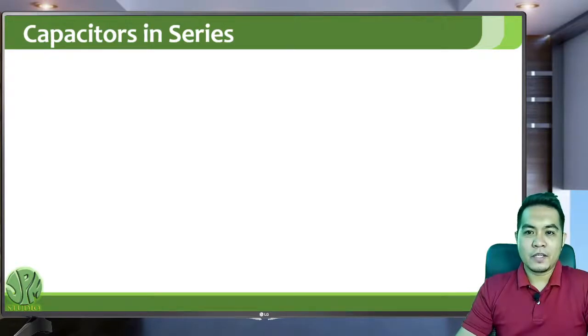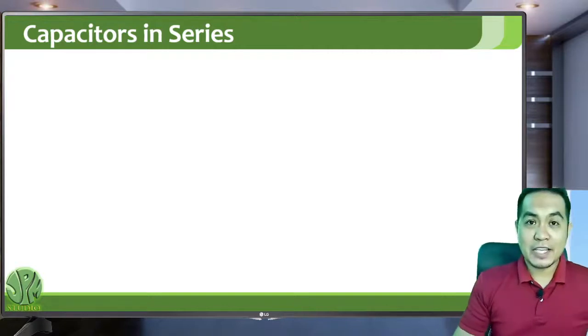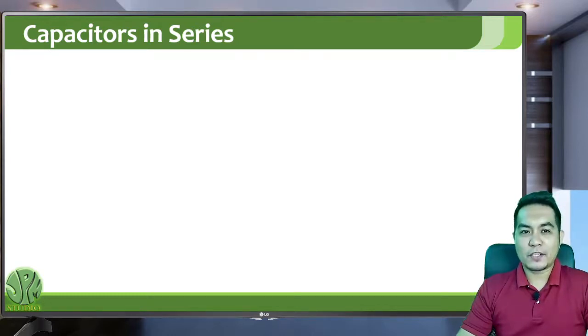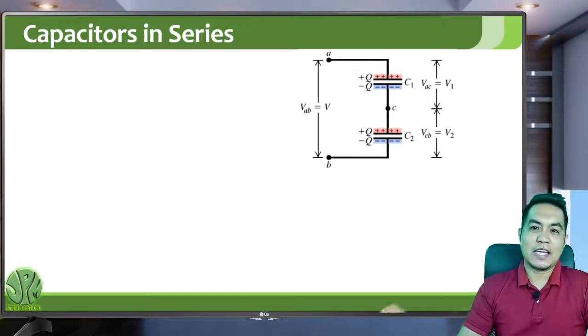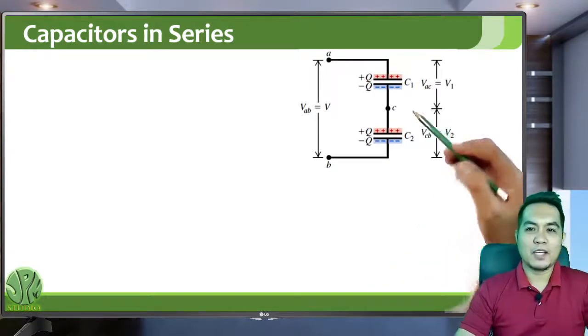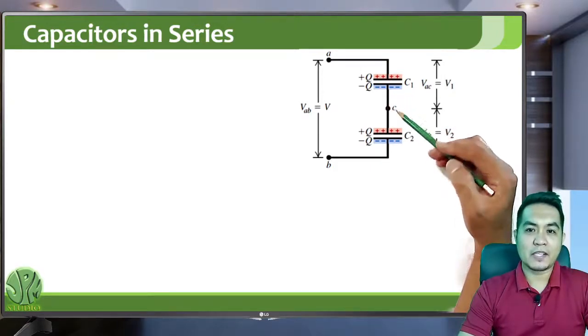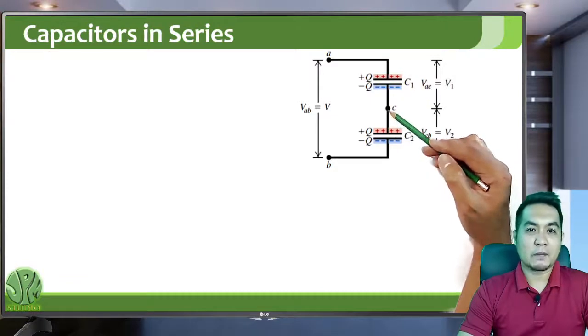Okay, so the last topic for this lesson is actually capacitor connections. There are two basic connections for capacitors. The first one is the series connection. The series connection happens when you connect the lower plate, or say the negative plate, of one capacitor to the upper plate of another capacitor.